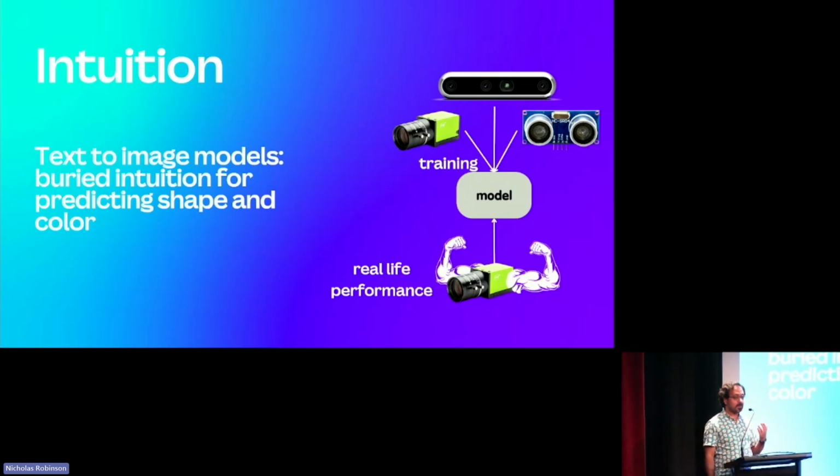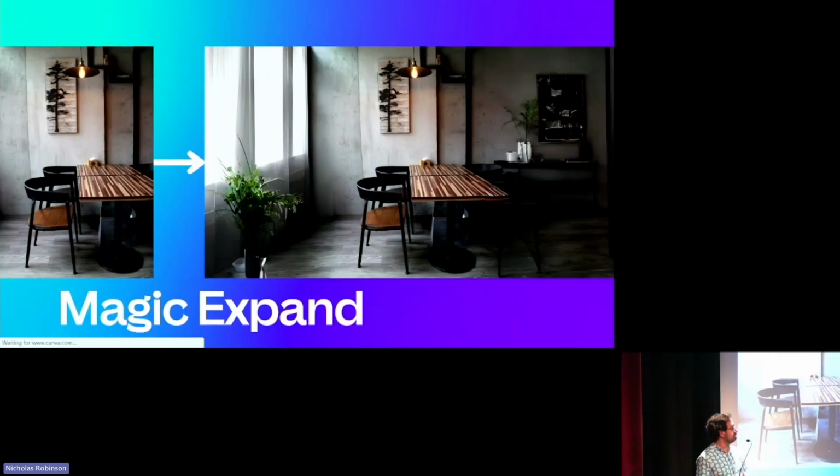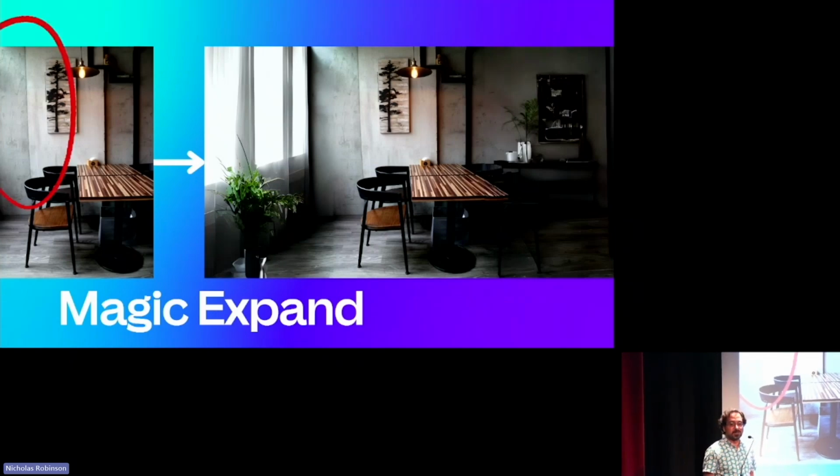So our hunch here was that these models would have a buried idea of what the world looks like. Some people, like OpenAI, have referred to this as world simulation, whatever you want to call it, right? There is this intuition inside these models for what the whole world looks like. So we tried this with a tool that we built called Magic Expand. Again, sorry for the namings. Our product folks like giving these things whimsical names. It's kind of cool, right?